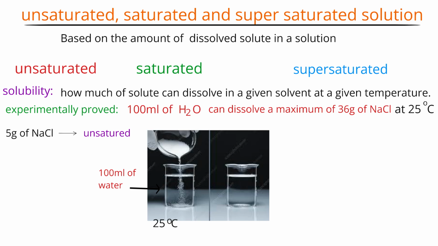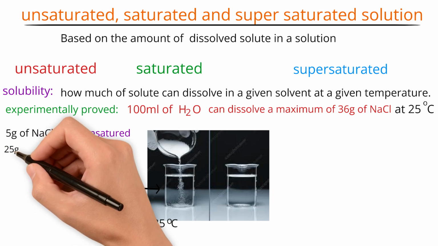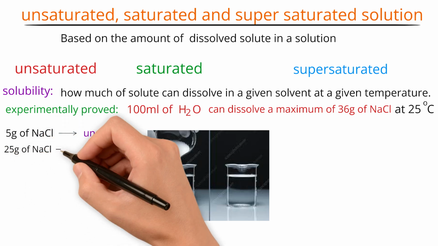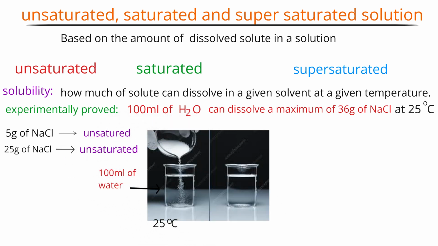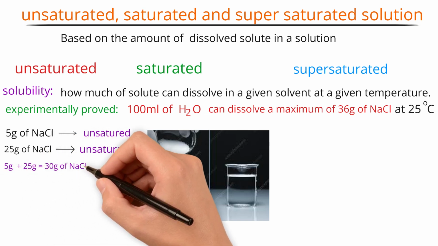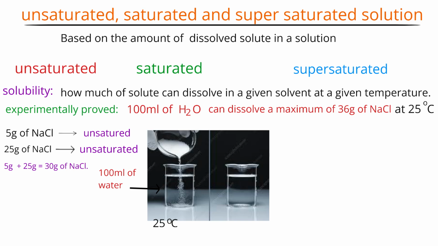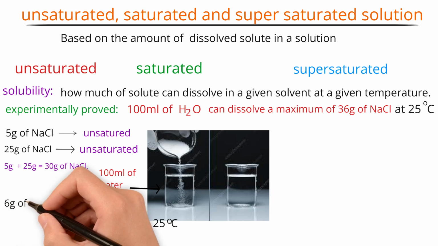That solution we call unsaturated solution because it contains less dissolved sodium chloride. Now let us add again 25 grams of sodium chloride and let us dissolve it, and we form a solution. But that solution we still call unsaturated solution because it contains only 30 grams of sodium chloride. This 30 grams is less than 36 grams of sodium chloride. Therefore, this solution is an unsaturated solution.